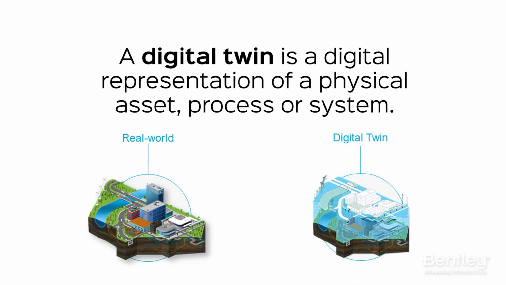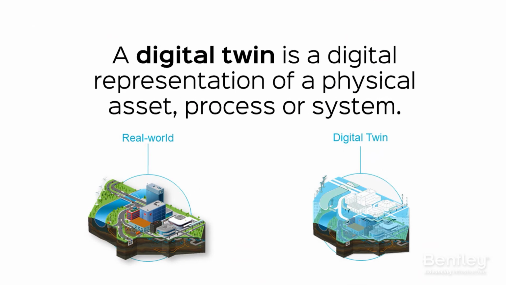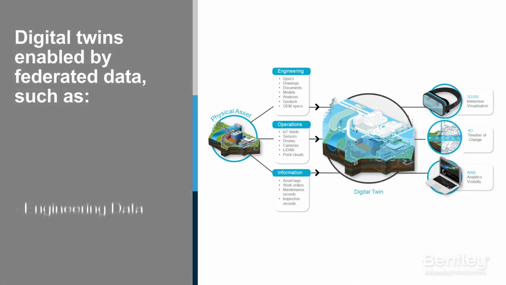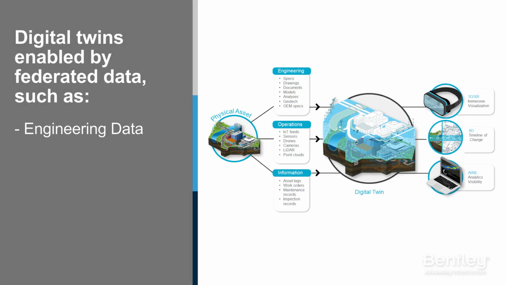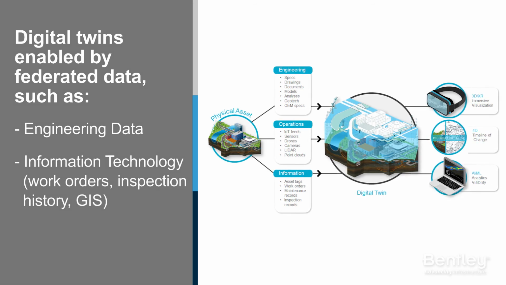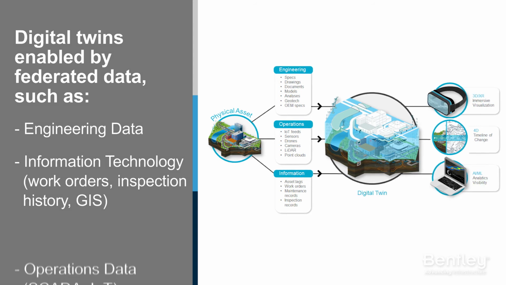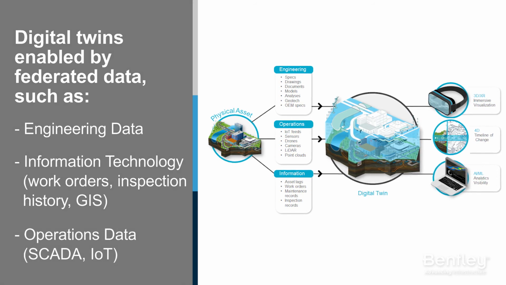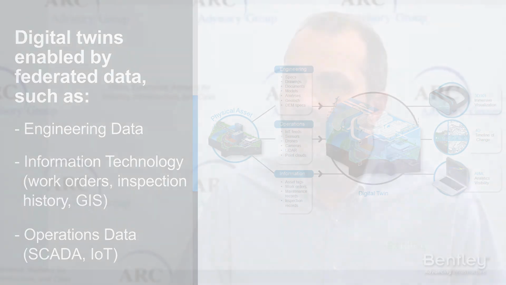So you have a virtual replica of this physical asset that combines the engineering technology, the engineering information you know about these assets, the information technology such as work orders and inspection histories, geospatial information that you know about these assets, and the operational technology such as SCADA and IoT. A digital twin brings all of that information together into a living, breathing, up-to-date representation of the physical world in the digital world.